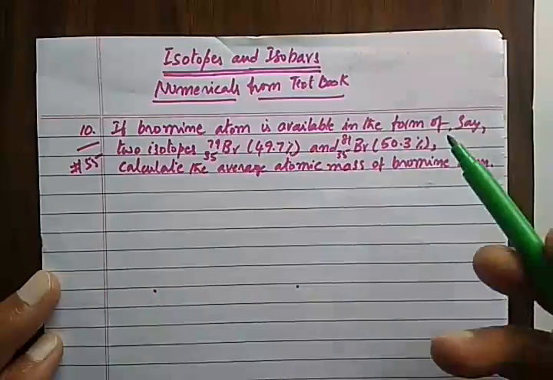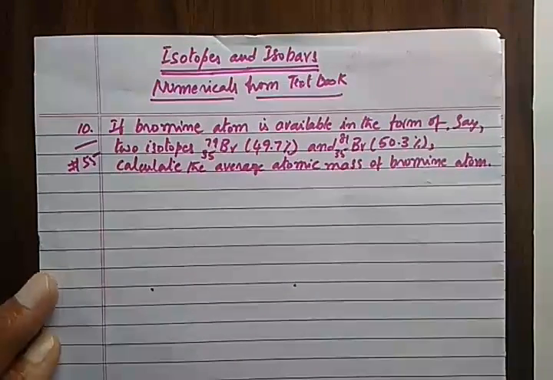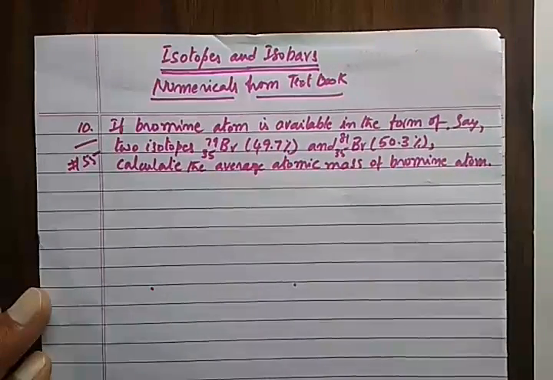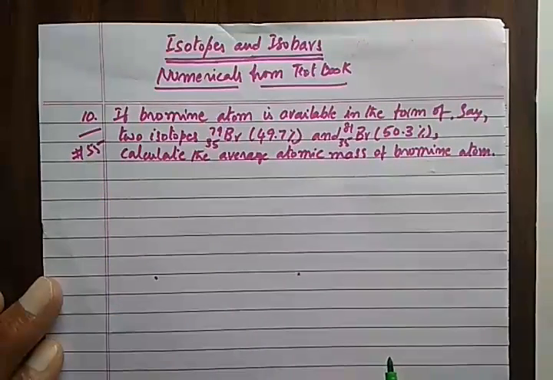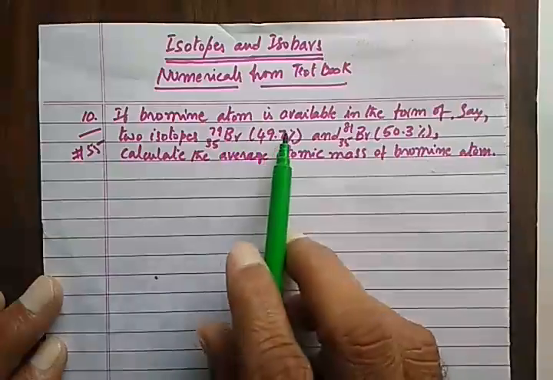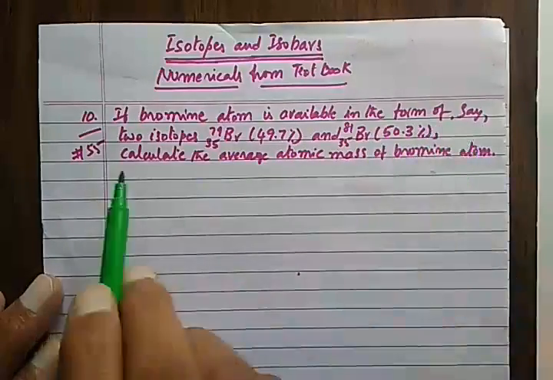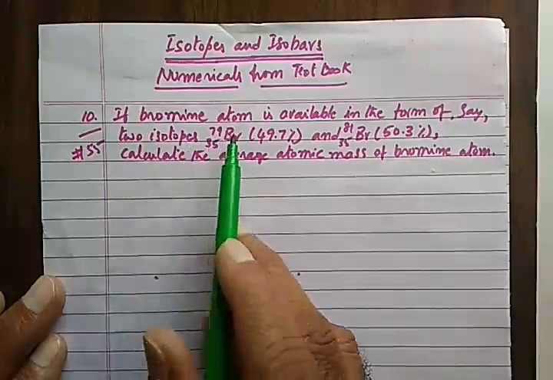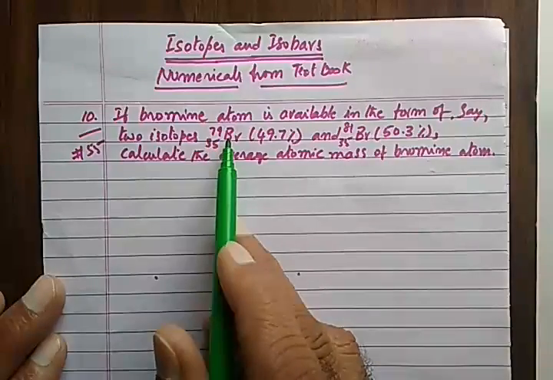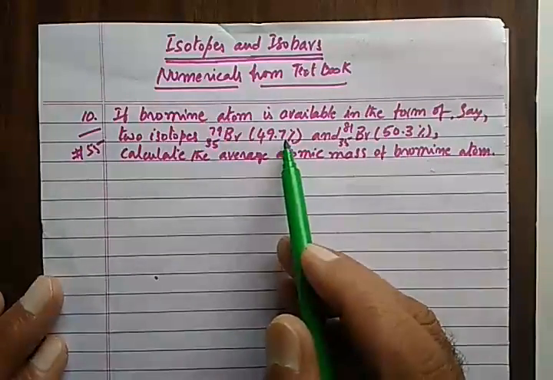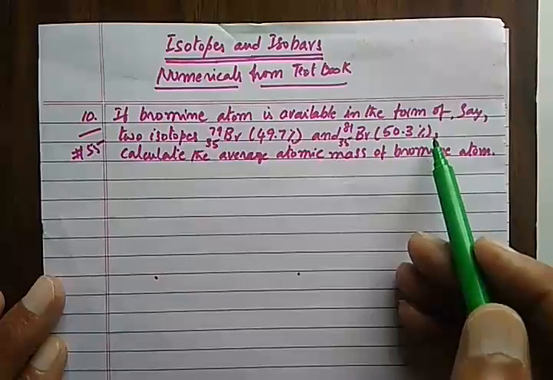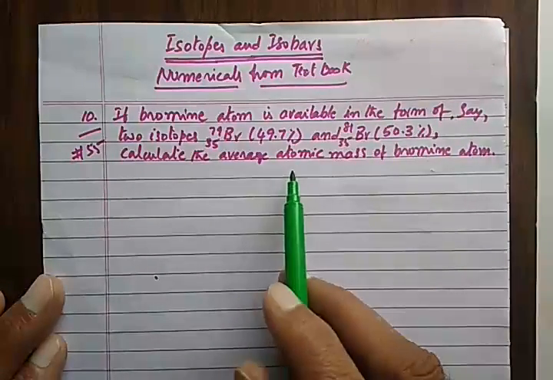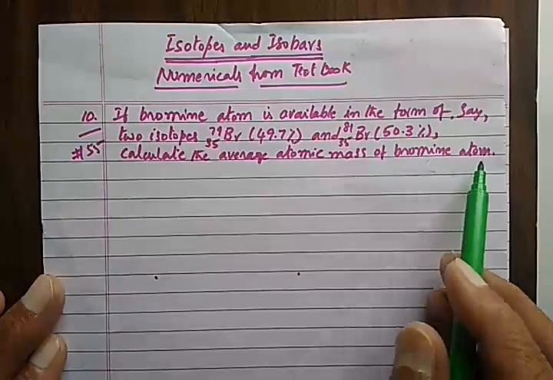We will solve some numericals and answer some few questions. Okay. So the first numerical is: if bromine atom is available in the form of, say, two isotopes, 79 35 bromine 49.7% and 81 35 bromine 50.3%. So calculate the average mass of bromine atom.